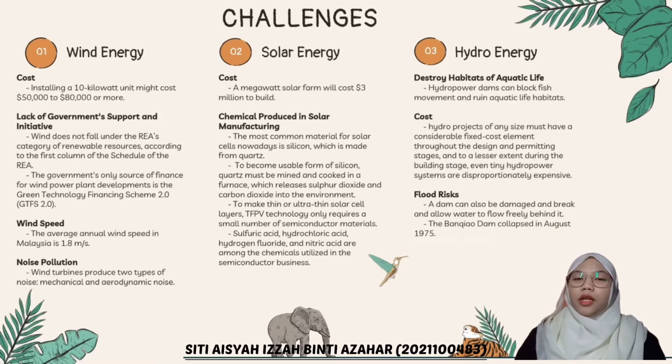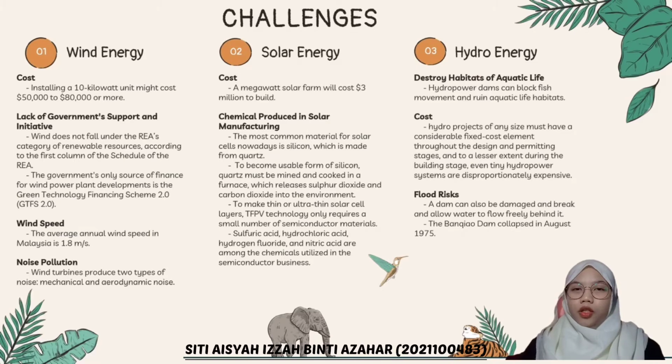Wind does not fall under the REA category of renewable resources, according to the first column in the schedule of the REA. The government's only resource of finance for wind power plant development is the Green Technology Financing Scheme 2.0. Third, wind speed. Malaysian average annual wind speed is 1.8 meters per second, which does not meet the requirement for wind turbines. Fourth, noise pollution. Wind turbines produce two types of noise, mechanical and aerodynamic noise.